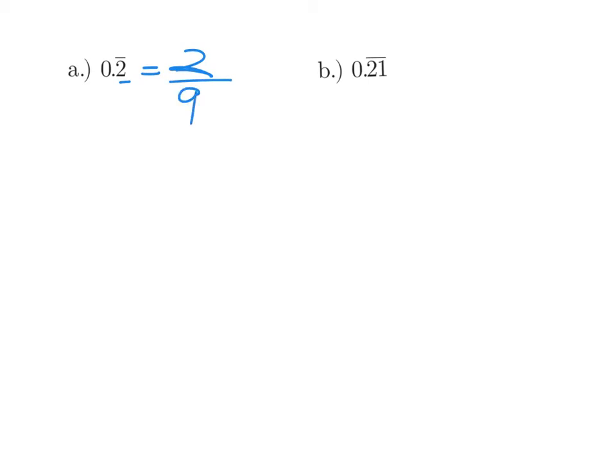That's it. If we have more than one digit, like 0.21 repeating, I'll still take that 21, put it in the numerator, but since there's two digits, I'm going to use 99. Then we should go through and simplify this as well. I can divide both numerator and denominator by 3, so that's 7 over 33.